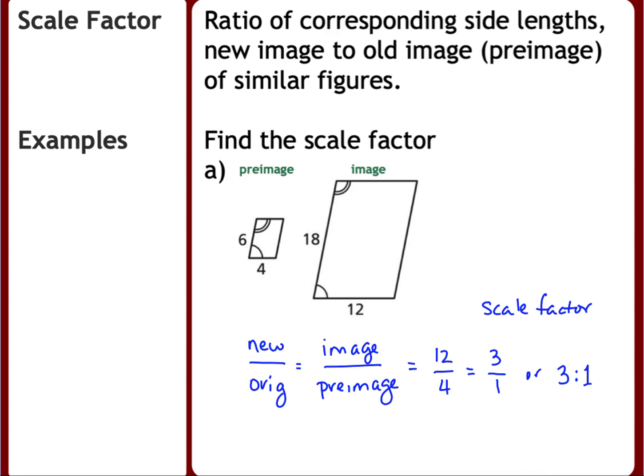Now, if you notice something, scale means we're changing the size, factor means we're multiplying. What is 3 over 1 simplified? It is simply 3. And what is 4 times 3? This side length, 4 times 3 equals 12. What is this 6 times our scale factor? That is 18, this side length.